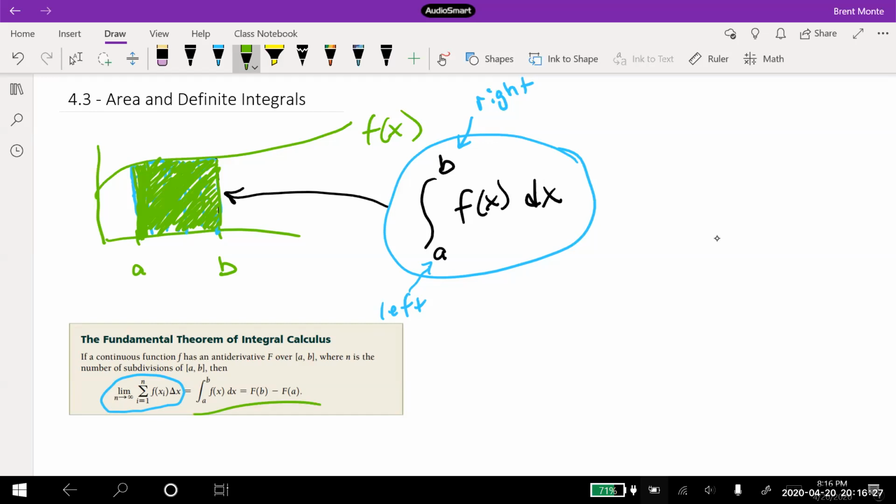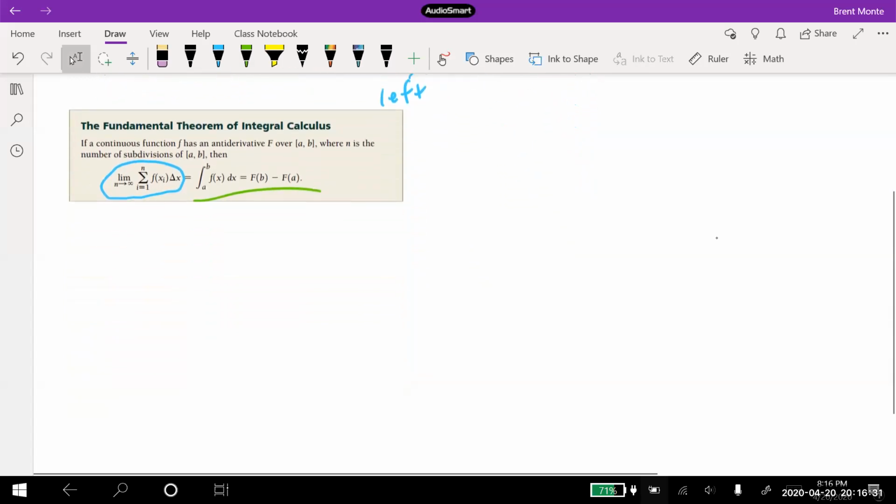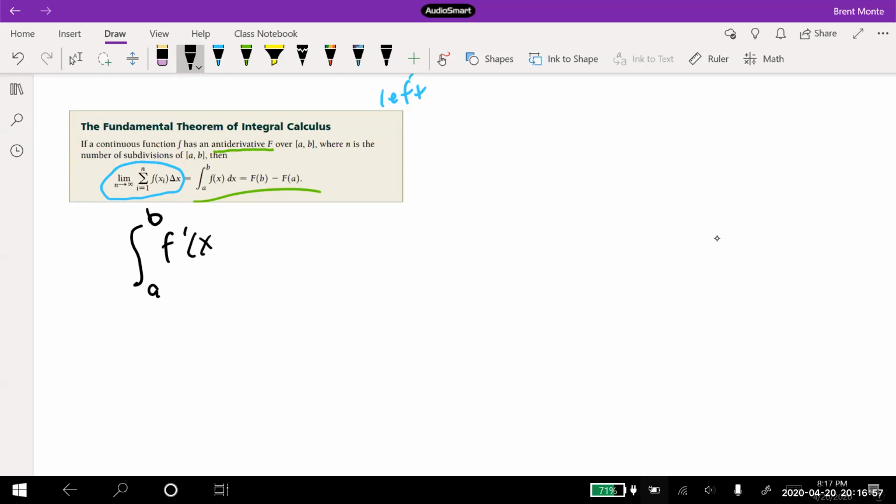Now, I like to write the fundamental theorem a little bit differently because notice what they say. They're saying the integral of f of x, where there's an antiderivative capital F. And when I looked at that, it always confused me. So I like to simplify it a little bit. I like to write it this way. We've got the integral from a to b, but the thing that we're taking the integral of is the derivative.